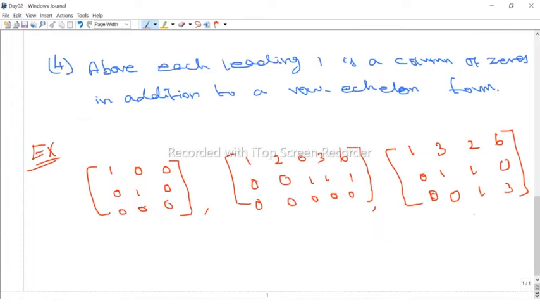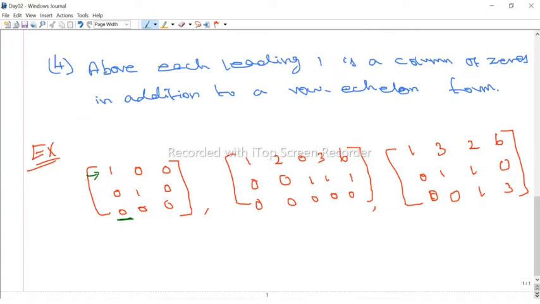Now, look at the first matrix. First we have to check whether any zero rows are there. We have zero rows, therefore we have to take those zeros to the bottom of the matrix, and they are at the bottom. Therefore, we satisfied the first condition. Now, the second condition: every non-zero row. The first row is a non-zero row, because some non-zero entry is there.